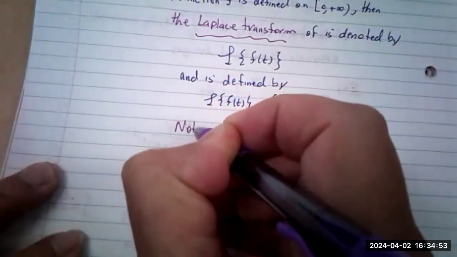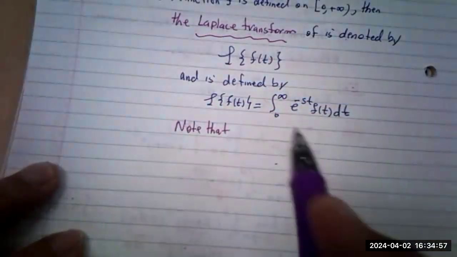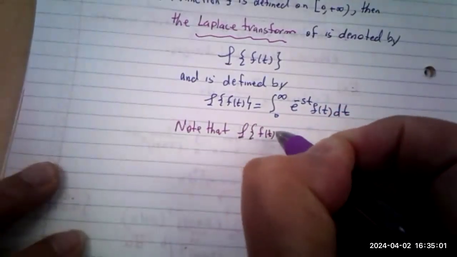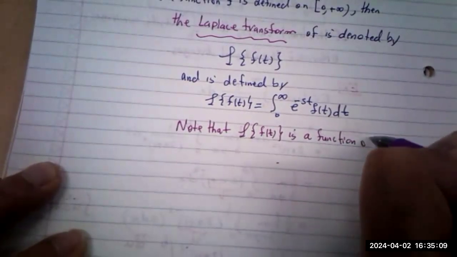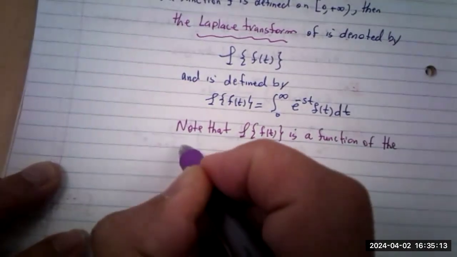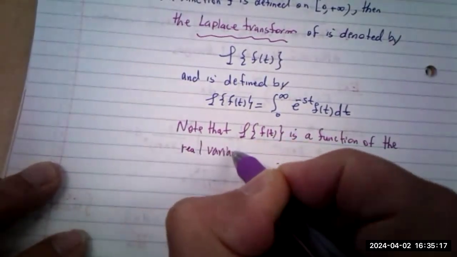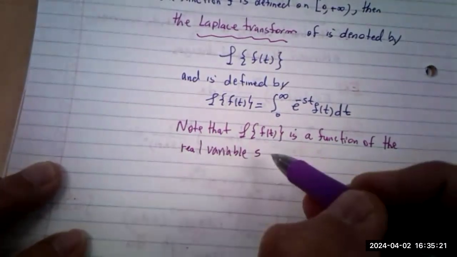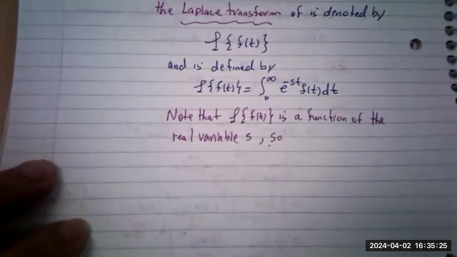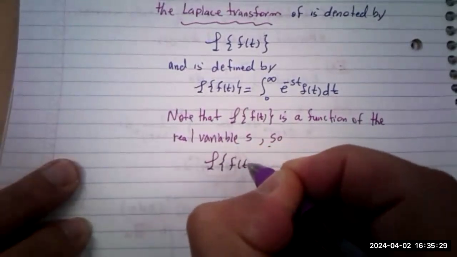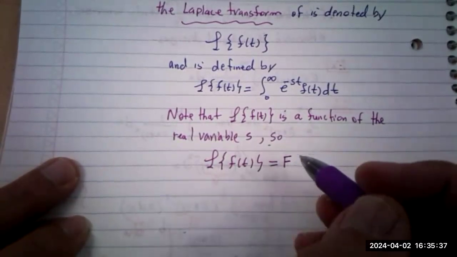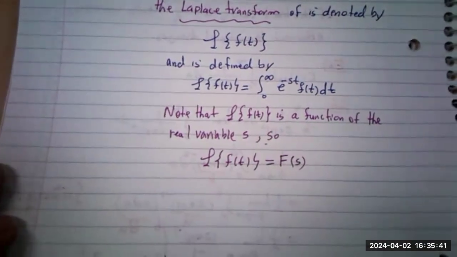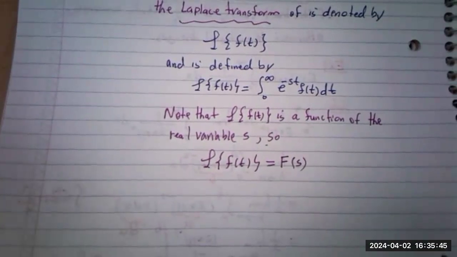Let me just explain this. Note, it's a very important observation, that the Laplace transform, L of f of t, is going to be a function of the real variable s. So the result is usually written as Laplace of f of t, a function of s. You have to follow this notation, which is unique: usually we write uppercase F, so it's F of s. The function to start with is a function of t, but when you take the Laplace transform, it is always a function of s.